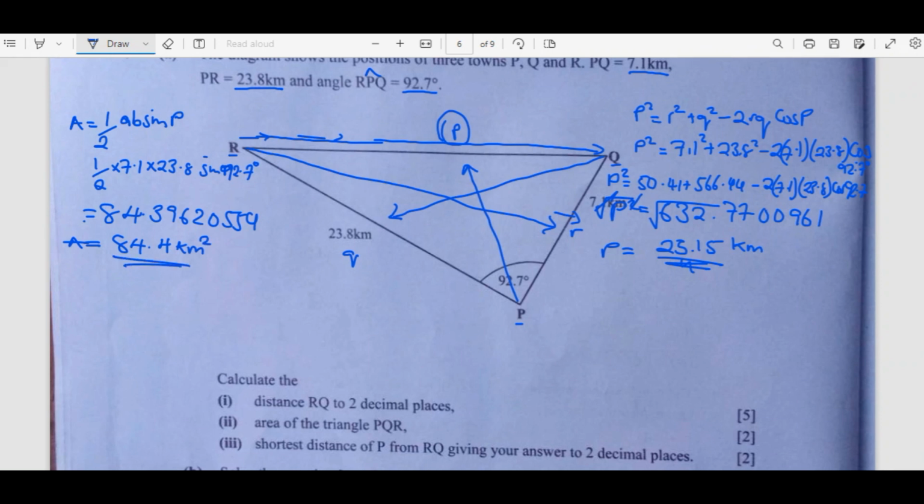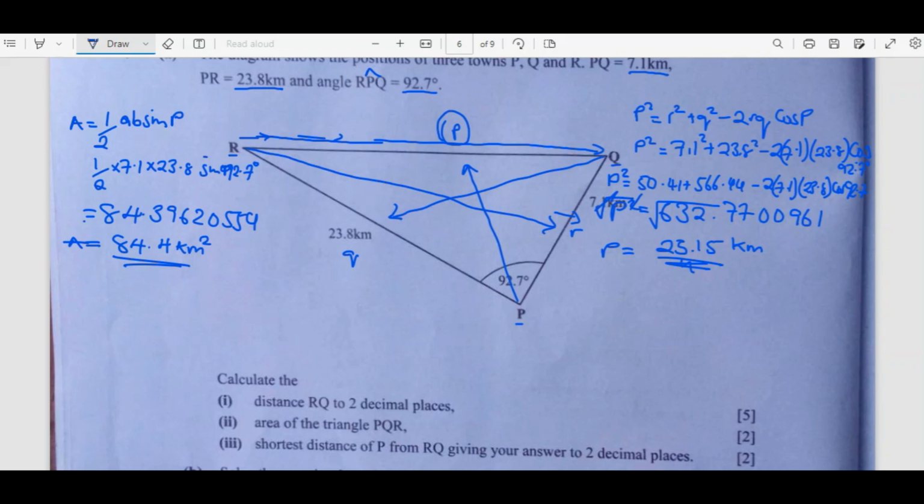So don't forget the units, you shouldn't be forgetting the units. And then we can move to the other one, which is the shortest distance of P from RQ, giving your answer to 2 decimal places.